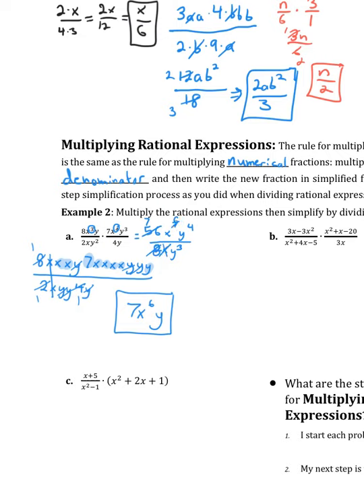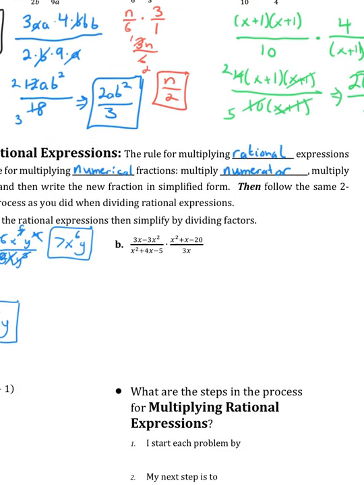And then y to the 4th over y to the 3rd, I'd be getting rid of 3 y's on the bottom, 3 y's on the top, I'd be left with 1 y on the top. So 7x to the 6th y. I get the same answer both ways. So it's really up to you guys how you want to simplify these expressions when you get down to it. All right, but just make sure that you're very diligent and you're paying attention to all of your factors and everything. It's easy to make mistakes on these types of problems.